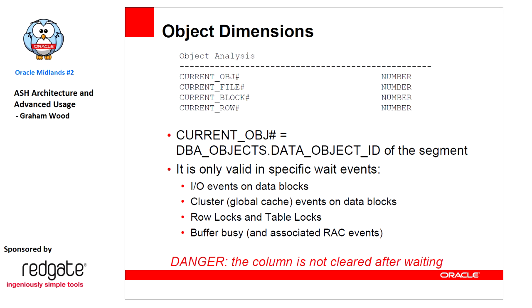Object information. Object information is populated for events for which objects are relevant. Now, that includes I/O events, cluster events, row locks, buffer busy. But the object events aren't cleared when the event is finished. So you have to be wary if you're looking directly into ASH yourselves about using object IDs, unless it's part of a wait class for which the object IDs are valid. Okay.